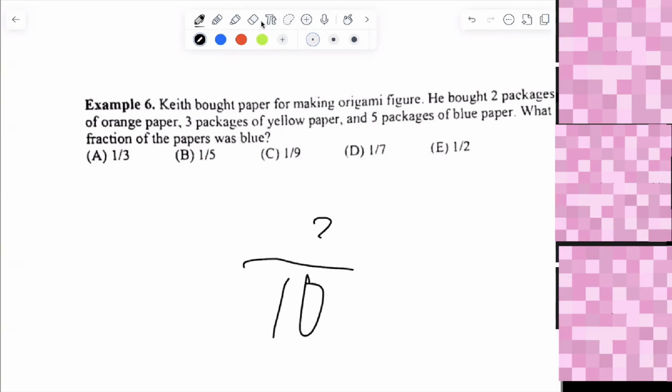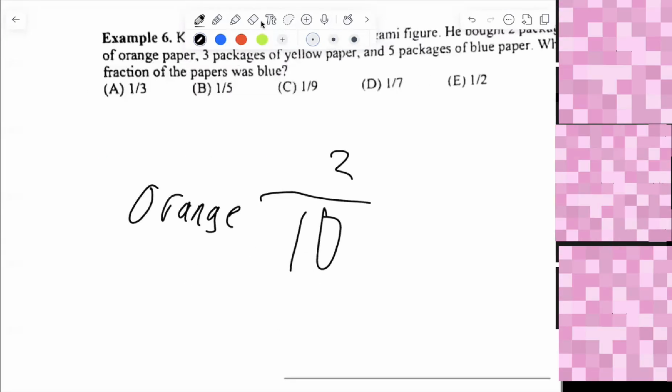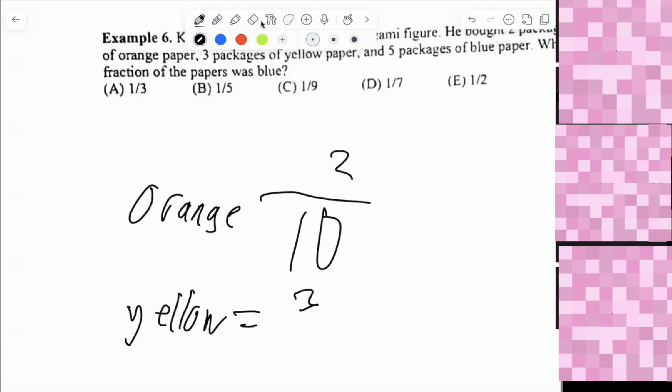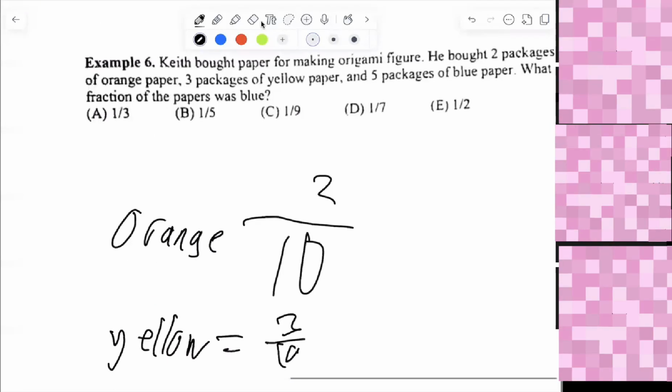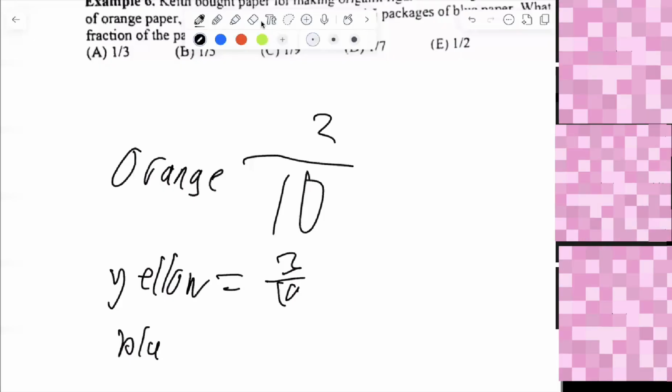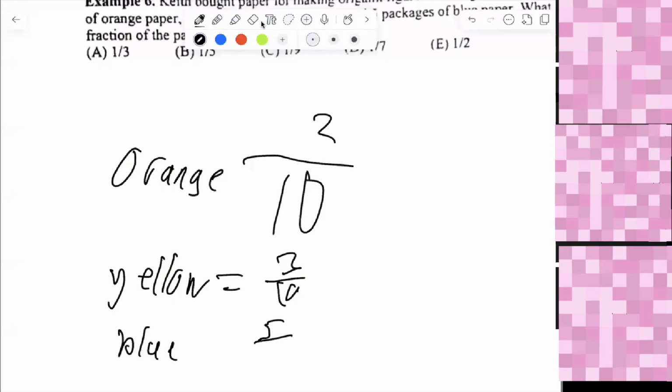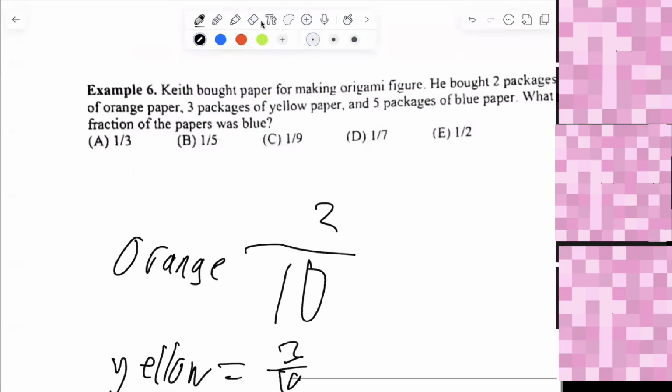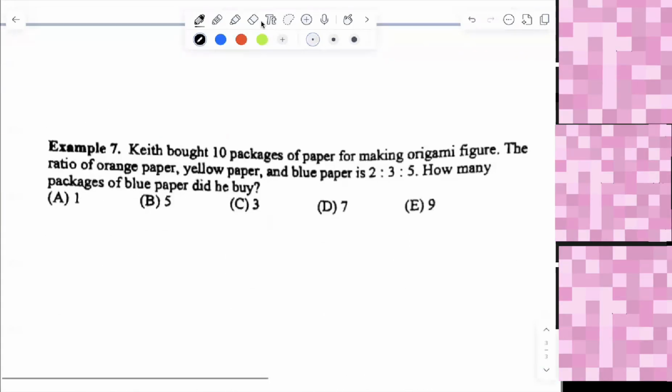2 of them will be orange, so that's 2/10 of it is going to be orange. Yellow is going to be 3/10. And blue is going to be 5/10, or 1/2. Right? Now we want to find what fraction of the papers is blue. We notice that this is just going to be 5/10 or 1/2. So the answer is just E. Alright, now let's move on to example 7.